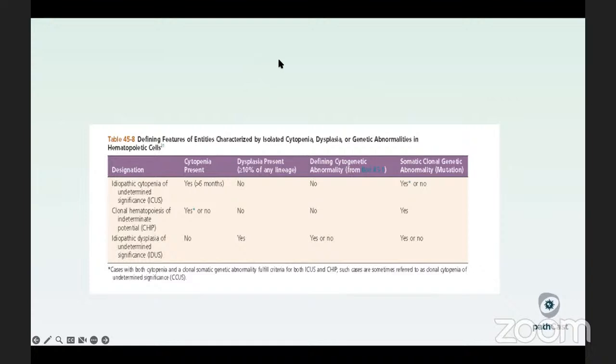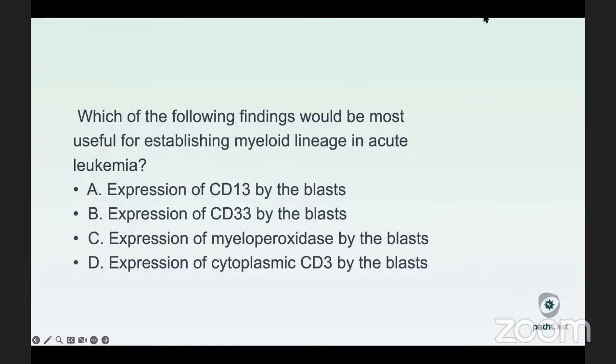This one, CHIP: we might have some cytopenia, and we have clonal abnormality, and it's common in old age in general. And idiopathic dysplasia of undetermined significance, also idiopathic dysplasia, if we have some dysplasia but we don't have cytopenias. So now let's go over questions to make it simple and easy.